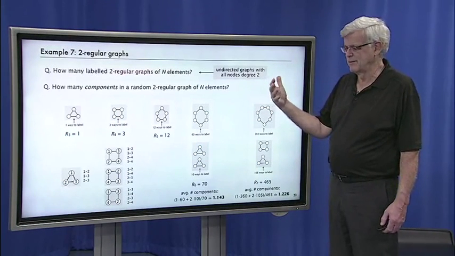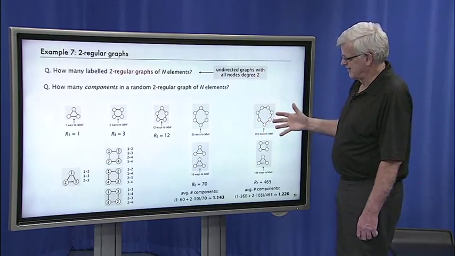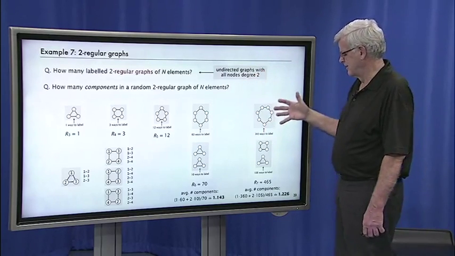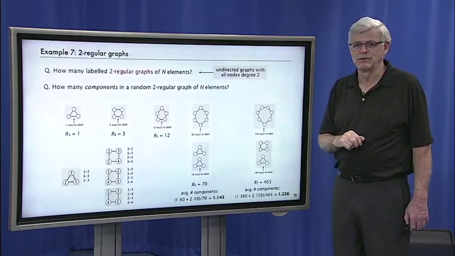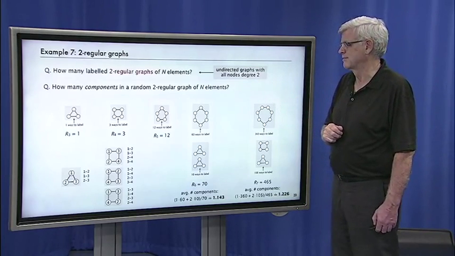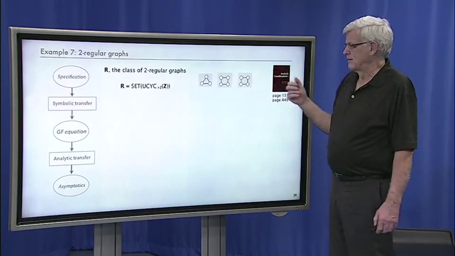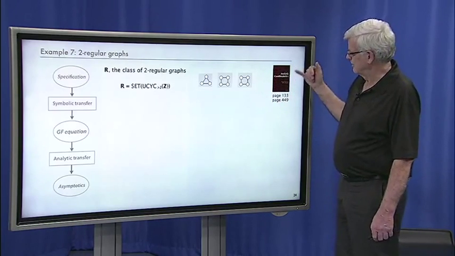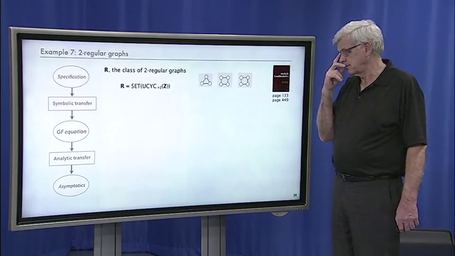Maybe in some application in chemistry or some physical process, you might have a situation where you have a random structure of this type and you want to know the number of components. That's the kind of problem that we're getting at with this kind of analysis. So let's look at it from the standpoint of analytic combinatorics. And you can find more detail on this in the books in these indicated pages.